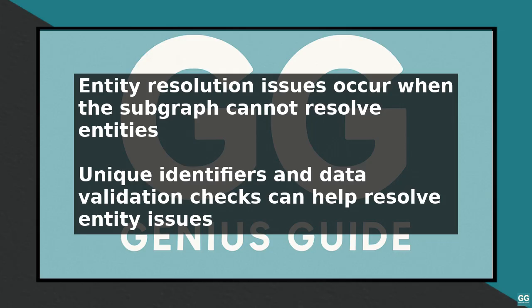Conclusion. In conclusion, Uniswap Subgraph is a powerful tool for indexing and querying data on the Ethereum blockchain, but it can be prone to issues. By understanding the basics of Uniswap Subgraph and following best practices, developers can avoid common issues, such as data inconsistencies, query performance, and entity resolution. By using the techniques and tools outlined in this guide, developers can build robust and efficient applications using Uniswap Subgraph.